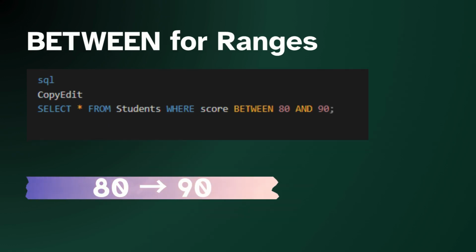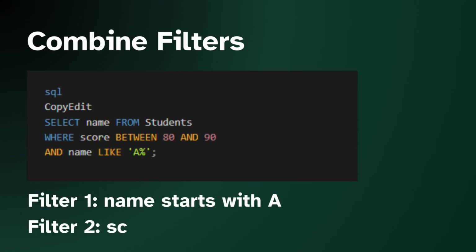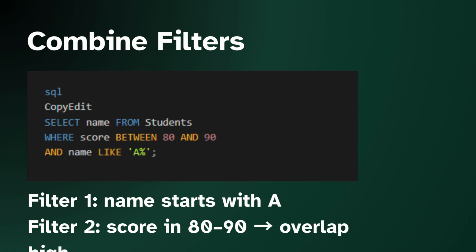BETWEEN is perfect for ranges. It includes both ends, 90 and 80 in this case. You can combine filters using AND, OR, and parentheses for more control.